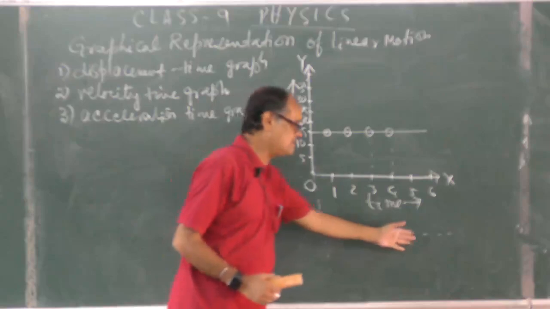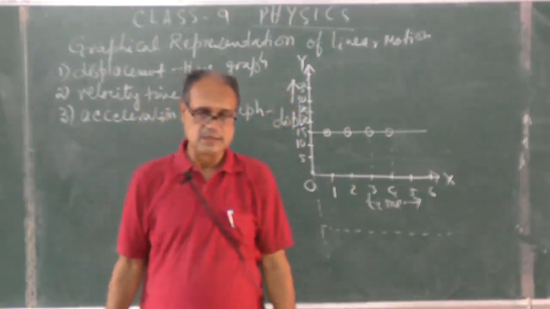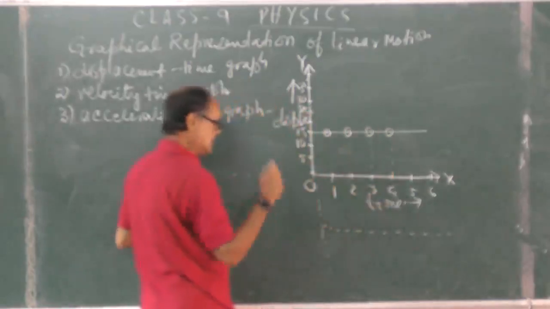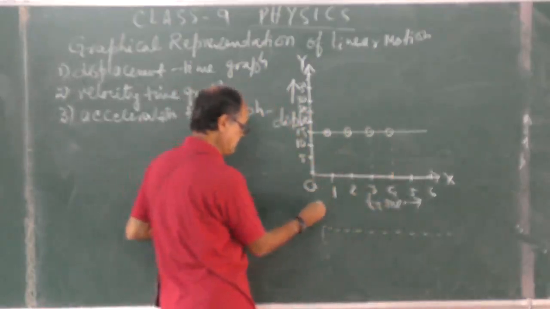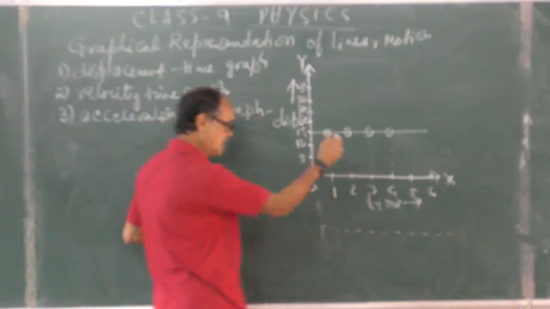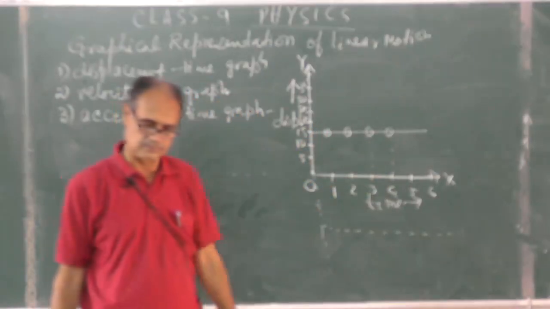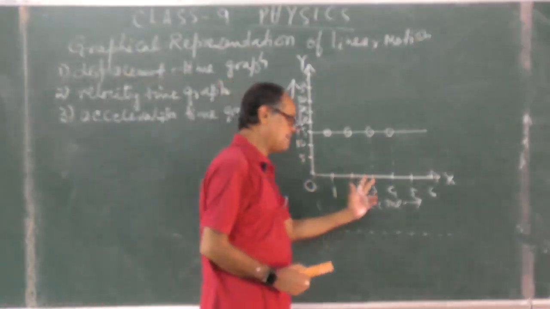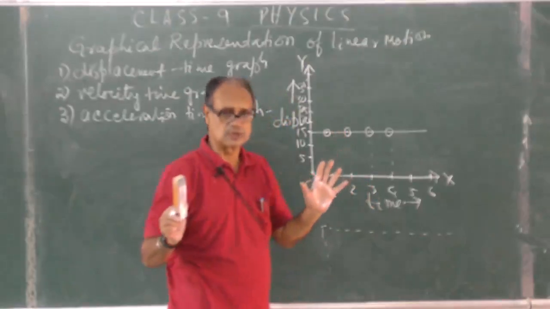So the displacement being a vector quantity, negative values could also be taken here, such as -5, -10, -15, -20, -25, like that. It can go like that also. So if it goes parallel to the time axis, it is motionless.